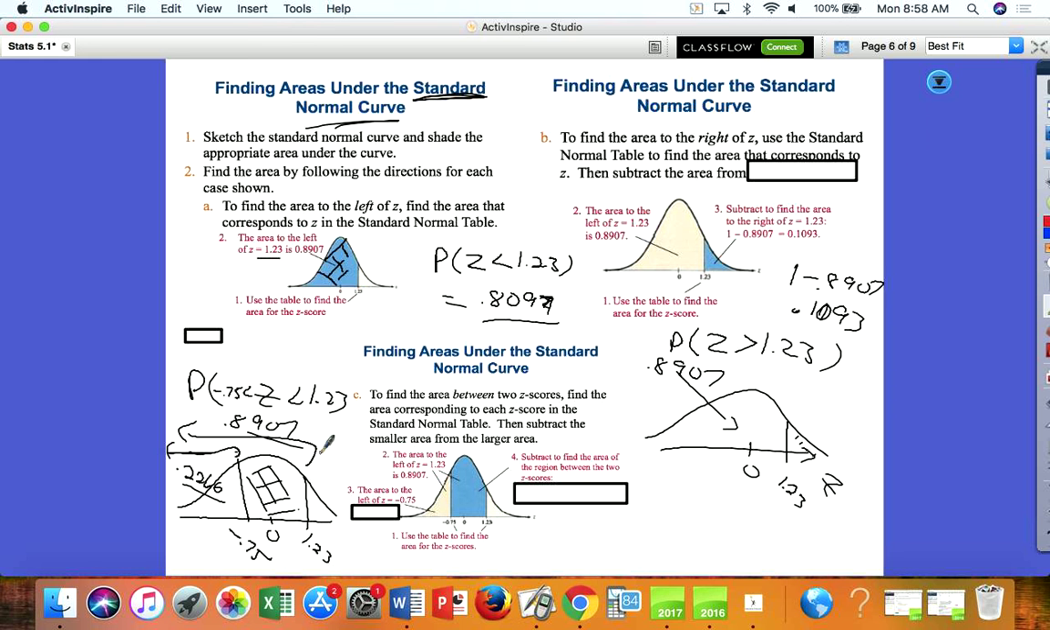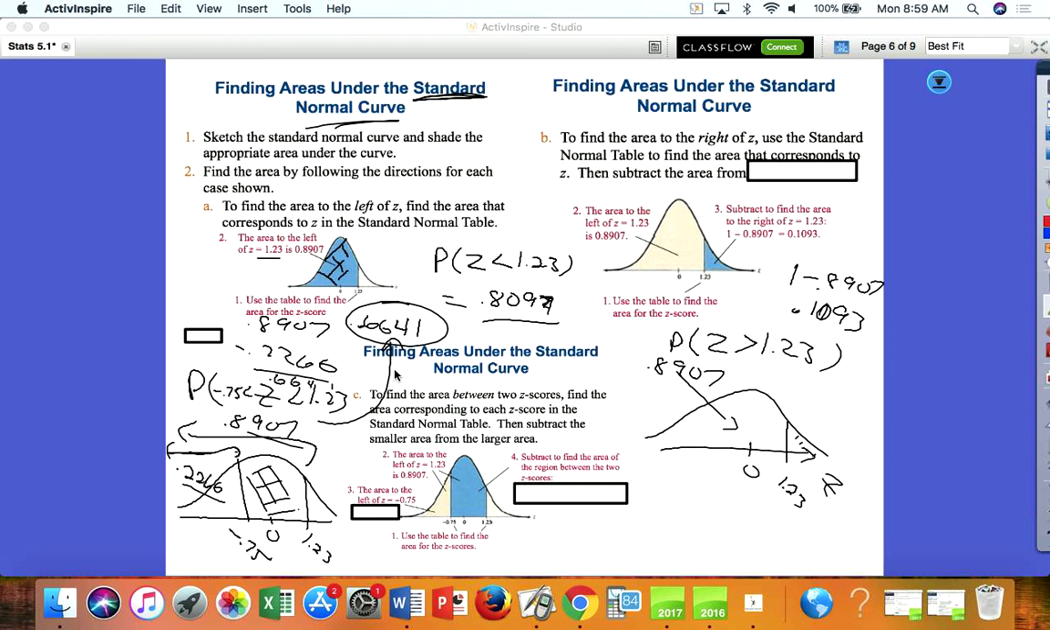So what do you do with these? Subtract. You subtract. So 0.8907 minus 0.2266 is 0.6641. So that would be the answer to what is the area between those two, or what's the probability that a z-score is between this z-score and that one. Okay? That's today. That's it.